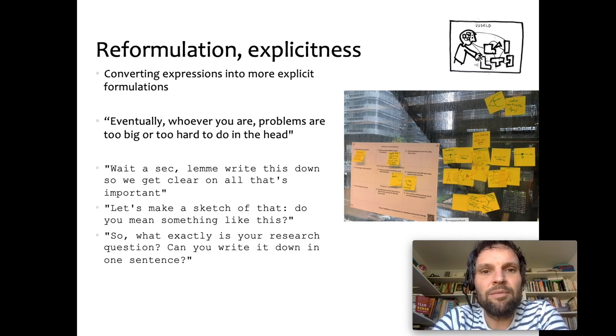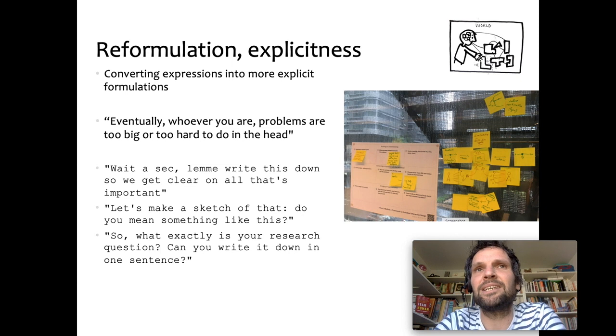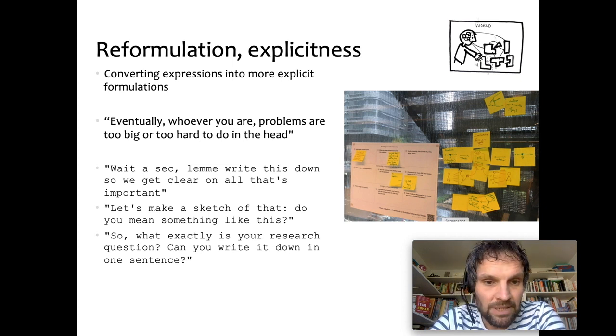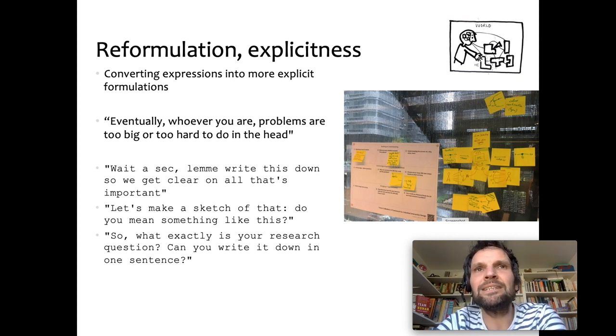So typical things for reformulation of implicit into explicit are when somebody says, "Oh, wait a second, let me write this down so we can get clear on what are all these things. Say again, what were you saying that was important?" And you write it down and you make a mind map out of it, or a list, or something like that, right? Or if somebody makes a sketch of it, like, "Oh, you're talking about how you want to redecorate your home. Well, you have all these ideas. Let's make a sketch. Do you mean something like this?" And then it starts to become explicit.